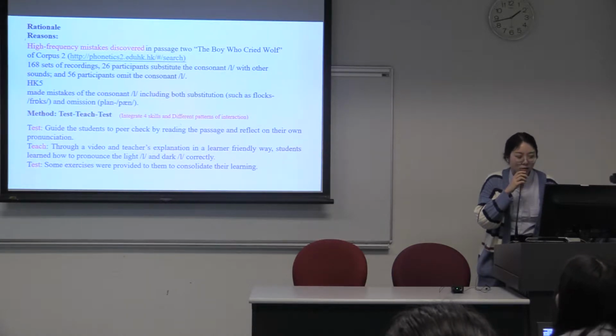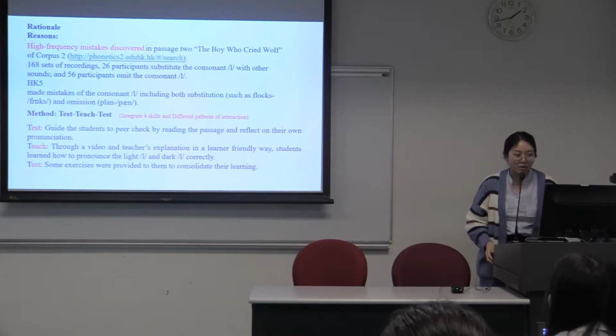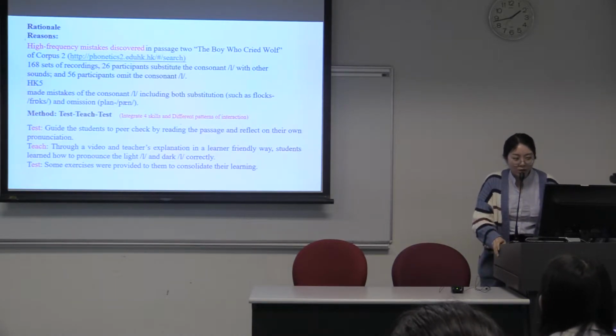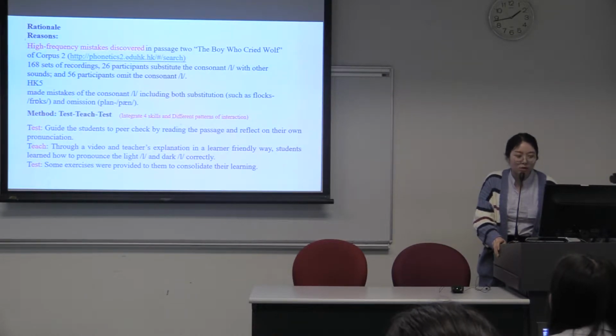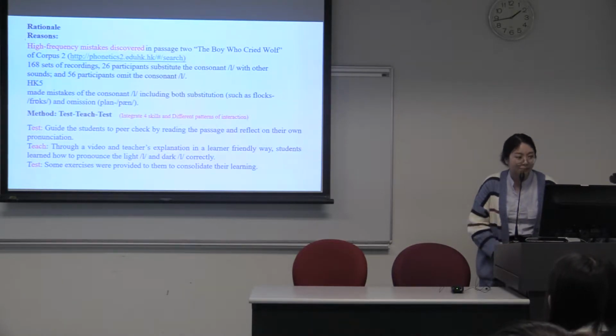So we adopt a method: test, teach, test. First, we get students to peer check by reading the passage and reflect on their own pronunciation. And then, through a video and the teacher's explanation in a learner-friendly way, students learn how to pronounce the light L and dark L correctly. And finally, some exercises are provided for them to consolidate their learning. So we integrate 4 skills in our lesson, and different patterns of interaction were applied.